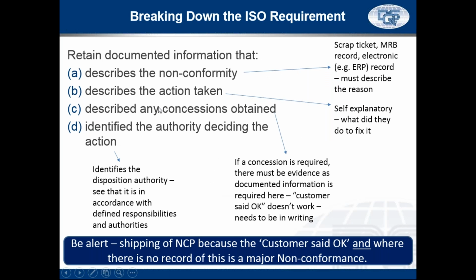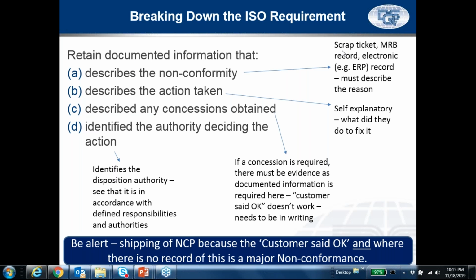Okay. So now we get finally to clause 8.7.2. And this is where we're talking about sampling, that thing that we're not consistently doing, but we're checking off 8.7 in section 3. So the requirement says we want to retain documented information that includes description of nonconformity. So it could be scrap ticket, MRB record, stuff you see there. It could be multiple records that encompass all of these different requirements of 8.7.2.